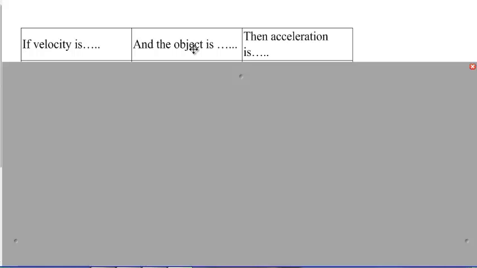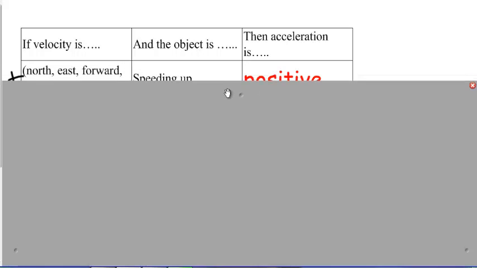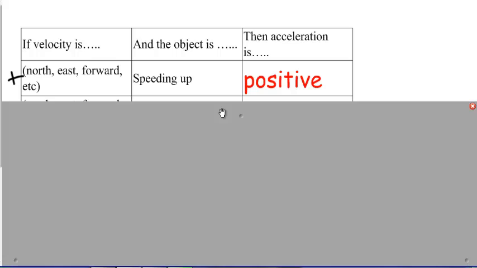So we start off with a positive velocity, so that means it's going north, east, or forward, and it's speeding up. Well, if it's already positive and it's going faster, obviously acceleration is going to be positive. But what if it's going in the positive velocity to start off with and it's slowing down? Well, hopefully you can reason that if it's slowing down, acceleration is going to be negative.